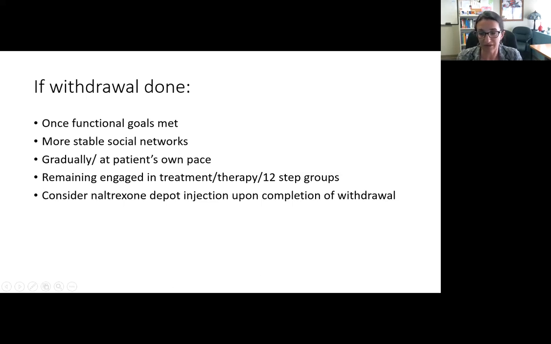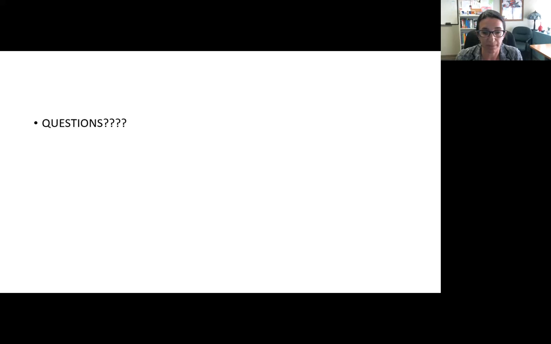And also with their understanding that tapers can always be reversed too if they decide midway that they don't want to continue. We want to try to continue to engage them in treatment, therapy if possible, groups if that's helpful to them. And then considering also the antagonist naltrexone upon completion of withdrawal possibly as something that could help decrease the risk of relapse.